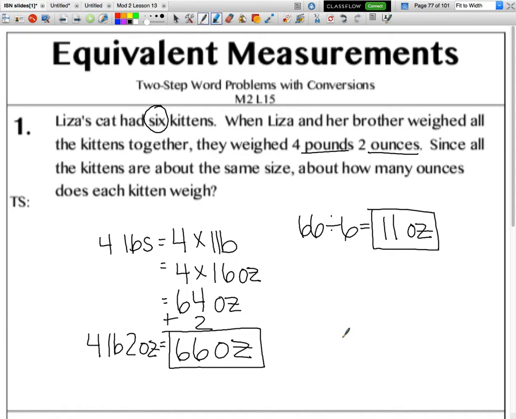So right here where it says TS, you're going to write your target sentence. Each kitten weighs 11 ounces. That's what TS stands for, target sentence. Okay, as usual, if you need to pause and rewind because I went too fast for you, that's okay.